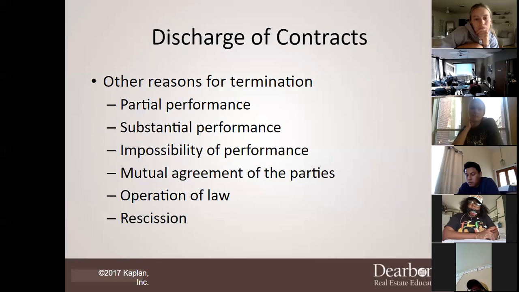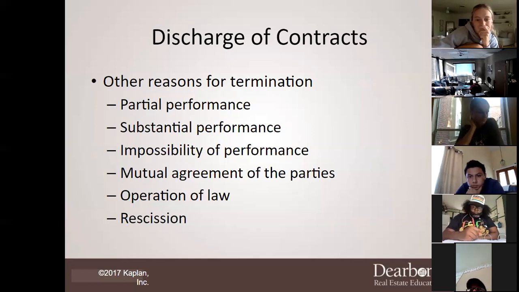Okay, some more reasons for termination. Partial performance. That's where you only partially do what you were supposed to do on the contract. Pay half the money. Yes. And at that point, you can terminate. Sell half the house. Yeah.